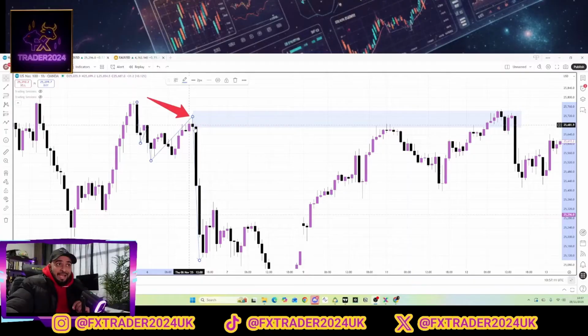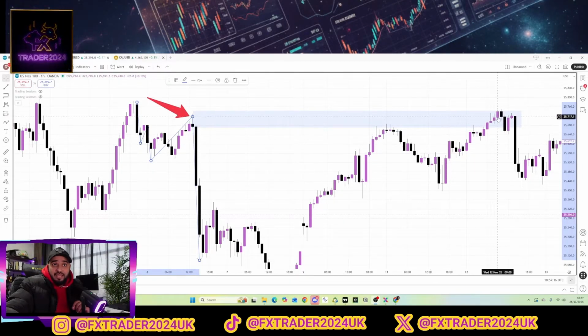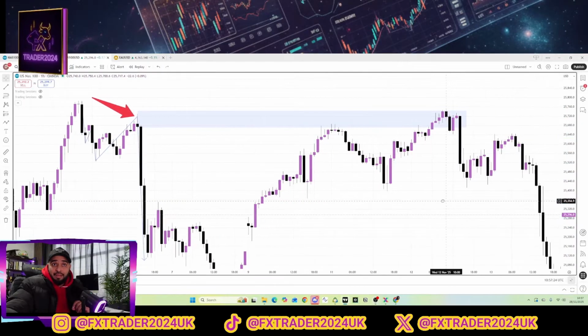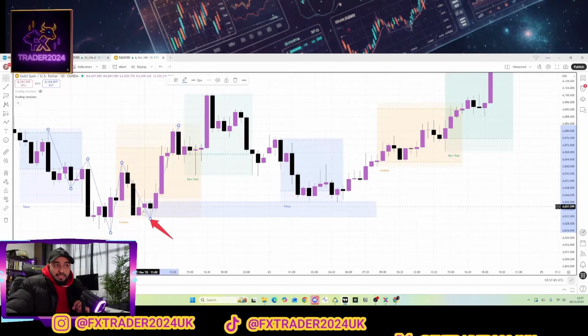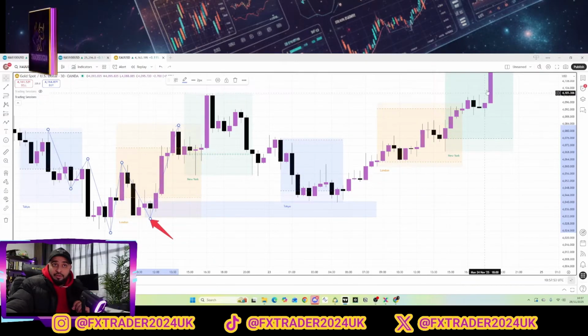And number 3, last but not least, price must return later to mitigate it, meaning price must return back to the order block to mitigate the order block. For example, an order block's been created, we've had the huge push down. Price has now returned to mitigate the order block before the true move down. And on the bullish side, an order block's been created, price pushed up, returned to the order block, mitigating the order block before another push up.